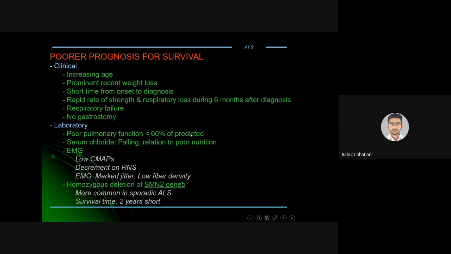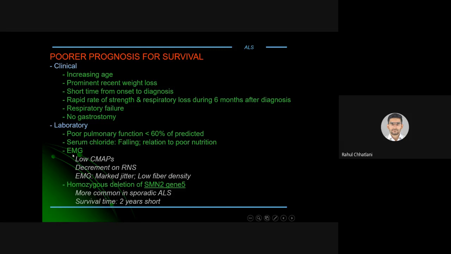This is done from data collected from various individuals. Yes, many 18-year-olds were taken together, their data was collected, and then a mean value was decided. Yes, an average was decided: this is the normal requirement for this specific age, for this specific gender, and for this specific height. So if this is altered, that is a change in the predicted values. If it is less than 60% of the predicted values, laboratorily we can say there is poor prognosis for survival. Serum chloride, as we already talked about, may fall in relation to poor nutrition. So nutrition is altered, and because of this the iron will be deficient in the body.